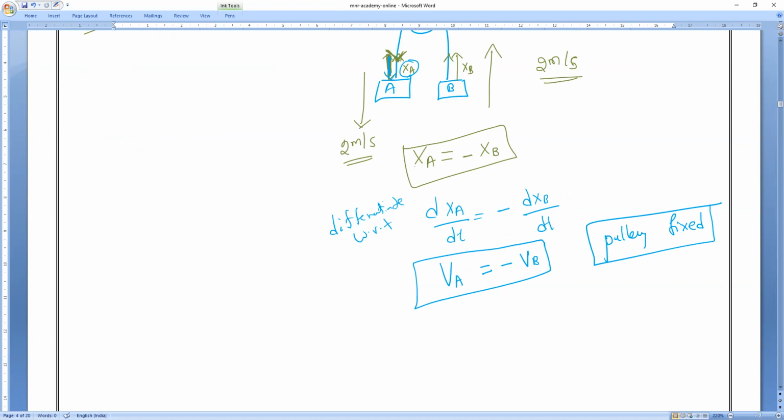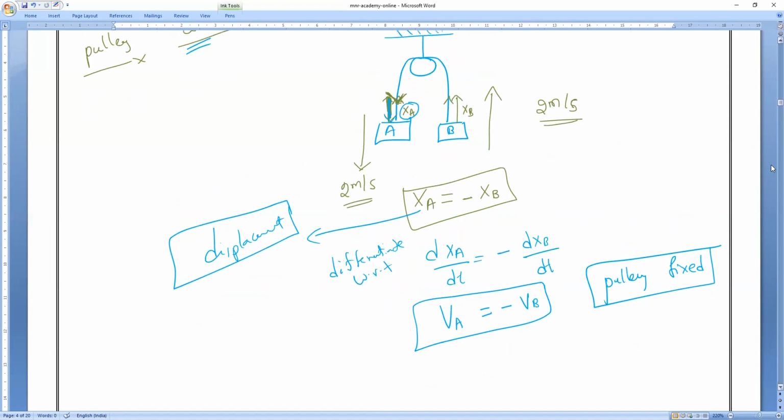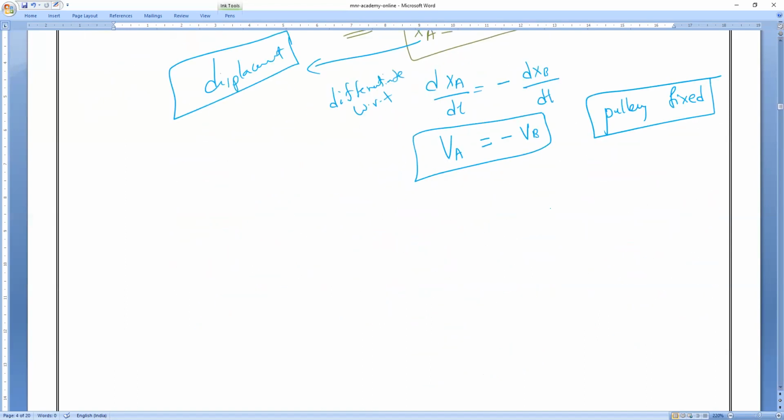So here X means what, everyone? Displacement. Always keep in mind, if it is a fixed pulley, the displacement shown by the first body equals the displacement shown by the second body, but in the opposite direction. That is what you have to remember. So if it is a fixed pulley, I can directly say that the velocity of body A is equal to minus the velocity of body B.